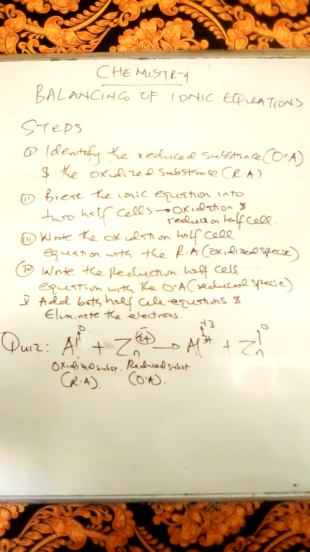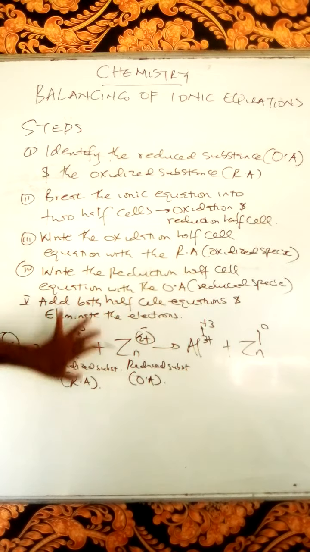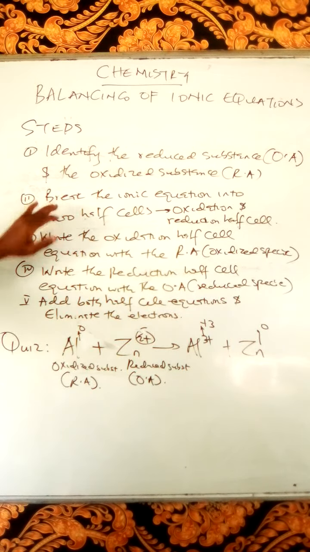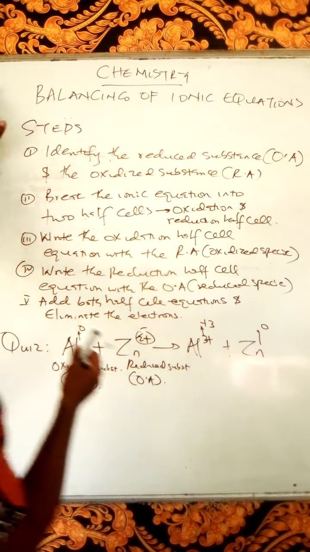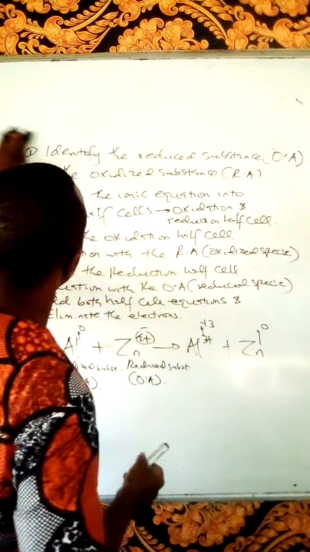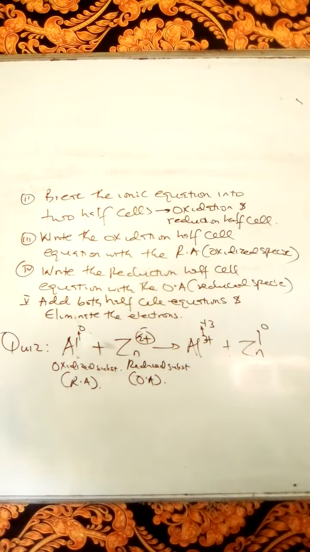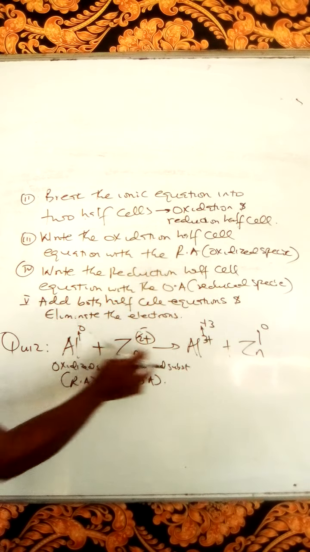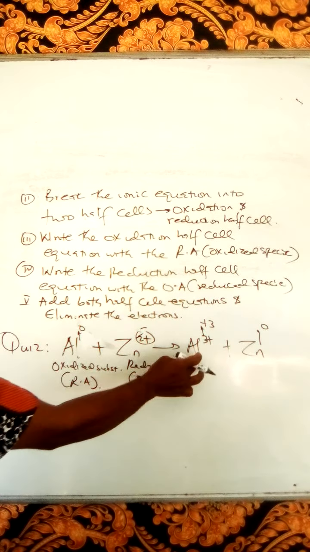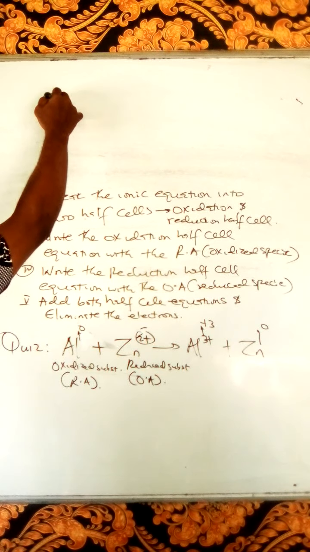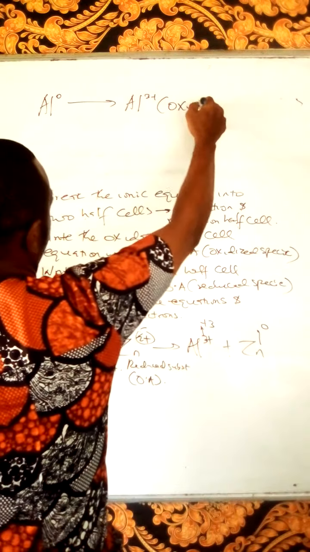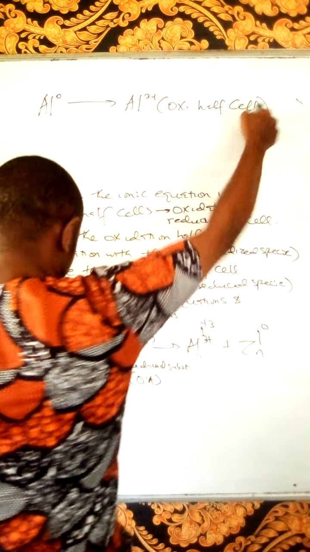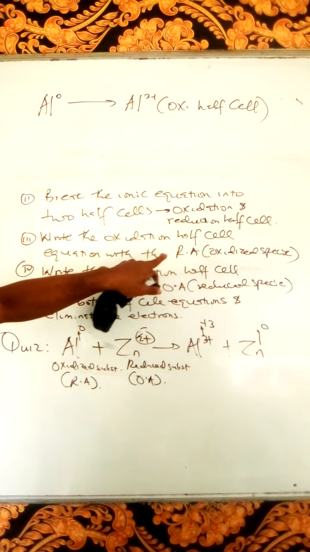Having done that, we now go to the equation. We have done the first step, identify the reduced substance and oxidized substance. The next step is to break this equation into two parts: the oxidation and reduction equations. So we now see that this one has undergone oxidation. We bring aluminium, and we now have aluminium giving us aluminium 3 plus. This is the oxidation half cell using the reducing agent.